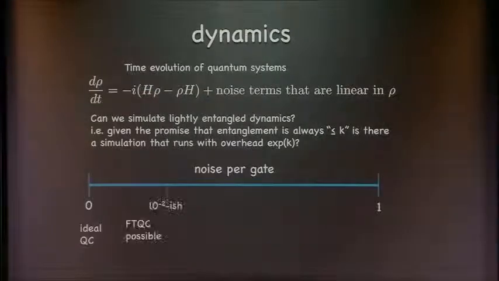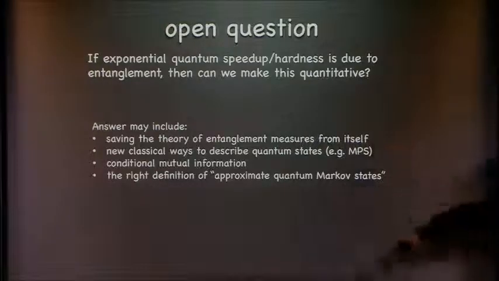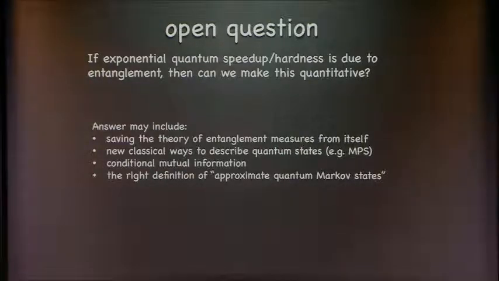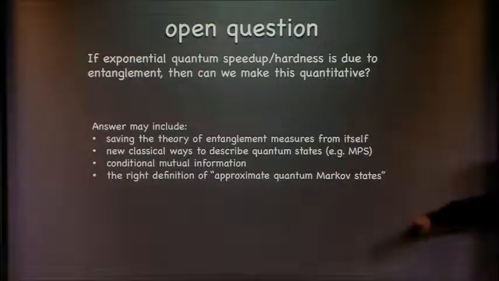And I will conclude with an open question, which is, if we do believe that exponential quantum speedup, or conversely hardness, is because of entanglement, then how can we make this quantitative? And the answer may include some subset of better entanglement measures. A lot of the previous ones, I think, have not been very operational or very easy to compute, not connected to computational topics. So we would like to do a better job with entanglement measures.